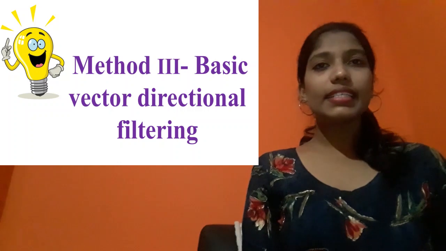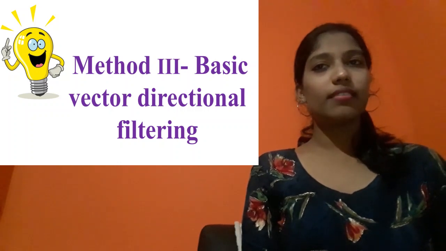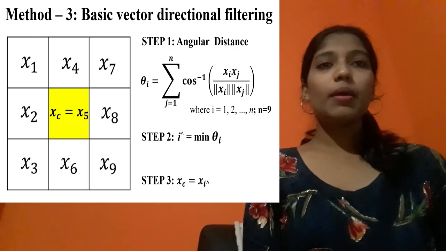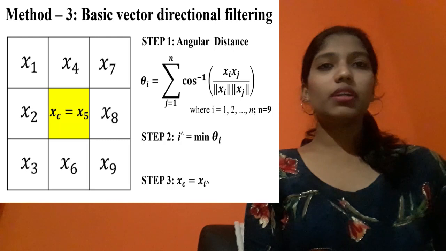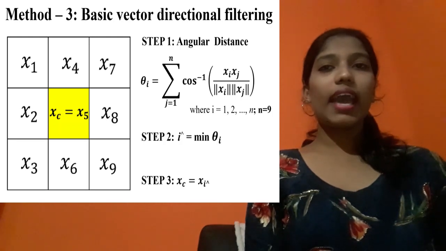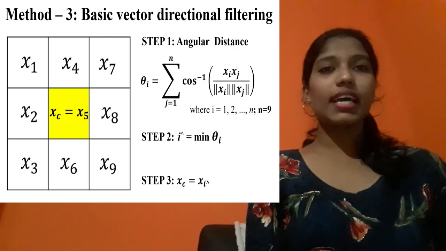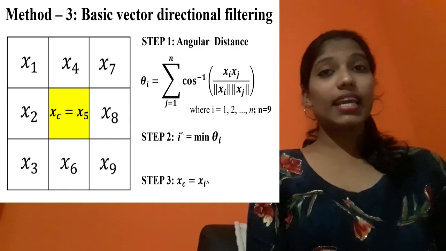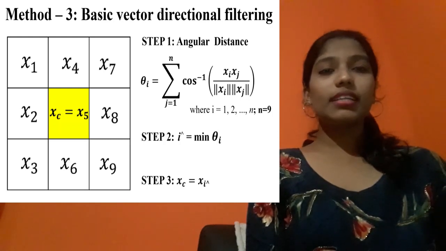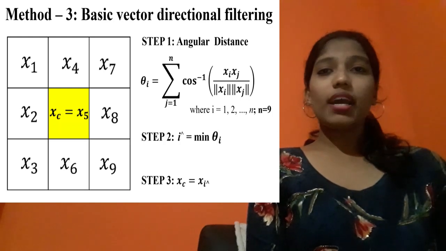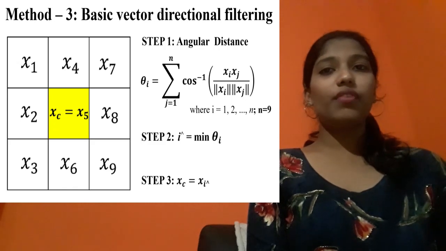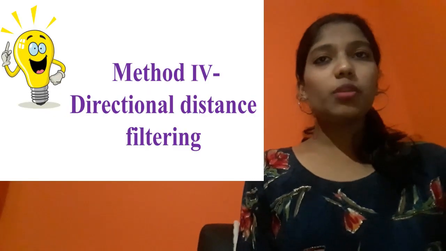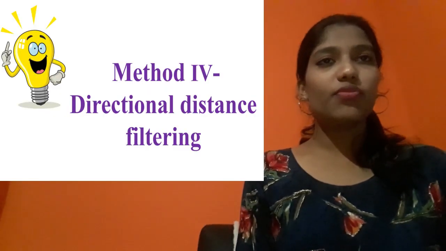Our third method is basic vector directional filtering. This filtering is exactly the same as vector median filtering, but instead of Minkowski distance between pixels, we are finding angular distance between two pixels xi and xj in step 1, where xi is a pixel and xj is all other pixels in that test window. And step 2 and step 3 of basic vector directional filtering are the same as vector median filtering.